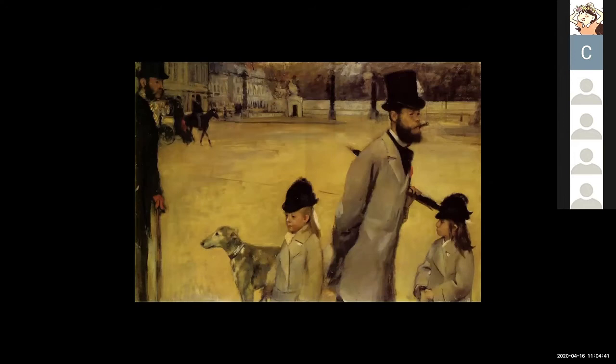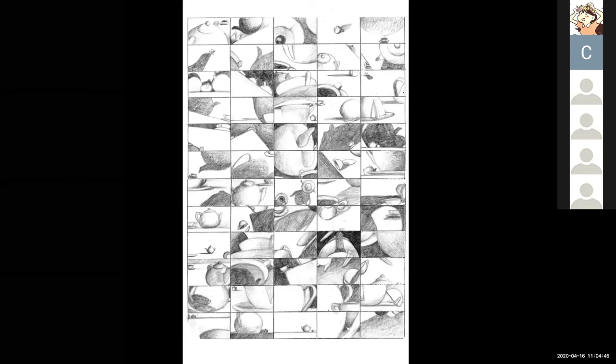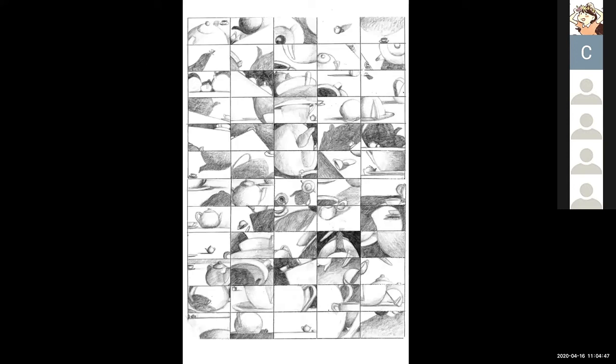All images are about the composition that is created by the dark and light. This is an assignment I also gave, usually a precursor to the storyboard assignment. And this is doing 50 compositions based on just three objects, a teapot, a teacup, and a saucer.